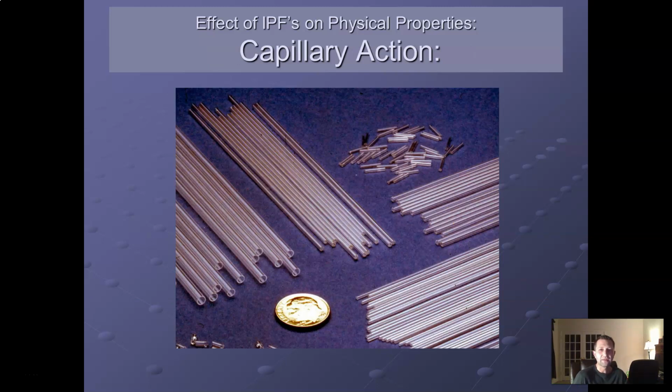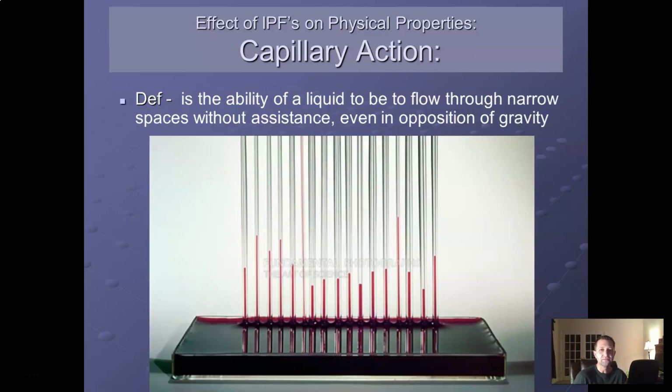Okay, capillary action is the next one, and this is the ability of a liquid to flow through a narrow space without assistance, even in opposition to gravity. You probably talked about this in biology a little bit. You talked about plants, I'm assuming. We're not going to talk about plants very much here in AP Chem, but we could look at something like this, where you have some different glass tubing, open on both ends, and you put it in this liquid. You can see the liquid moving up these tubes to various points, right? Let's take a look at how this works.